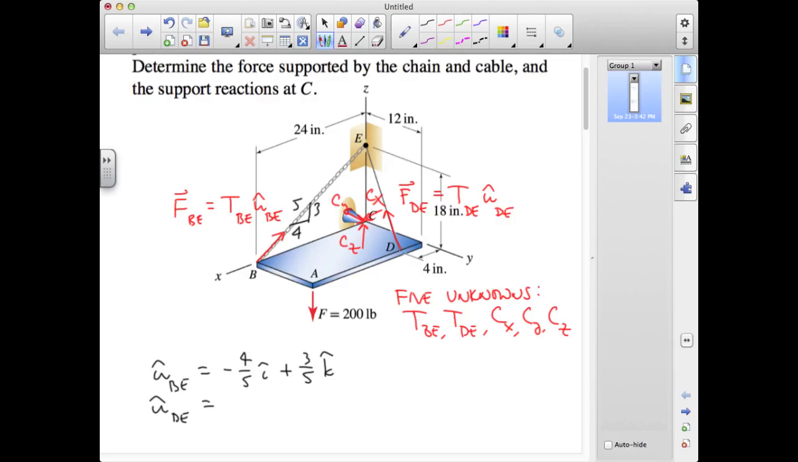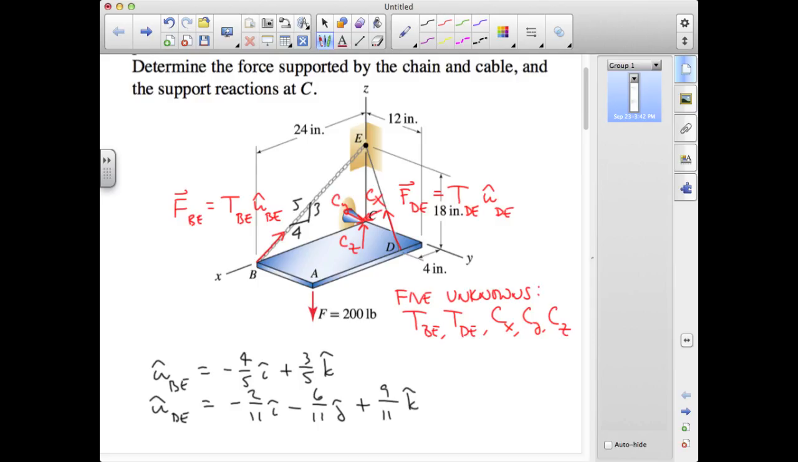We have now a three-dimensional orientation. We're going 4 inches backwards in X, 12 inches backwards in Y, and 18 inches up in Z. And each of those is a multiple of 2 inches, and that 2, 6, 9 run over rise is going to translate to a hypotenuse of 11 inches or 11 units and allow us to write the unit vector along DE as minus 2/11 I minus 6/11 J and plus 9/11 K.